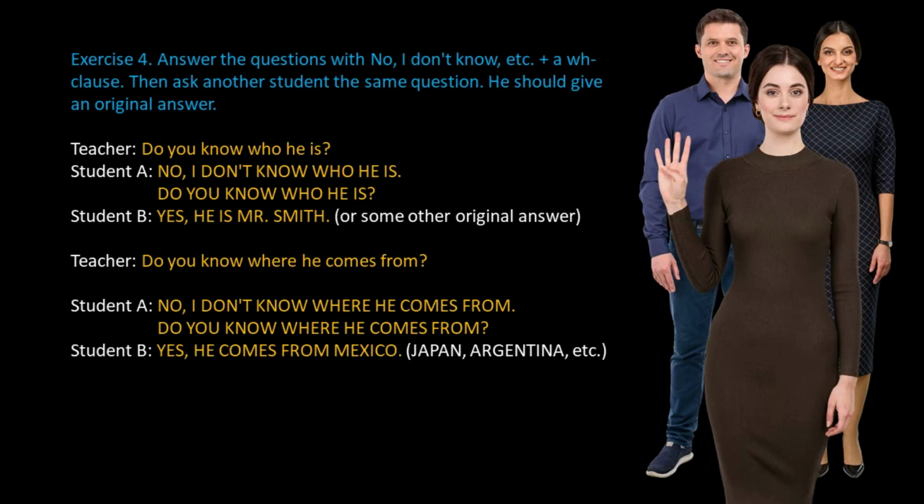Exercise 4. Answer the questions with no, I don't know, etc., plus a WH clause. Then ask another student the same question. He should give an original answer. Do you know who he is? No, I don't know who he is. Do you know who he is? Yes, he is Mr. Smith.